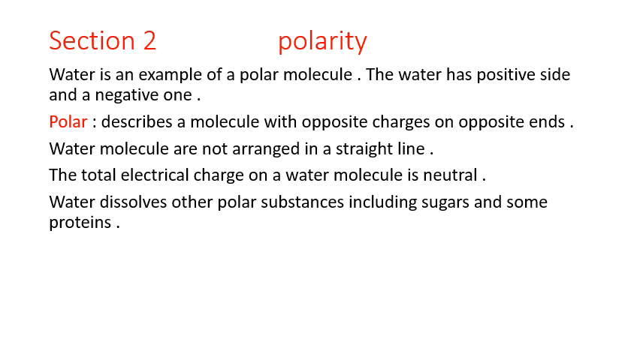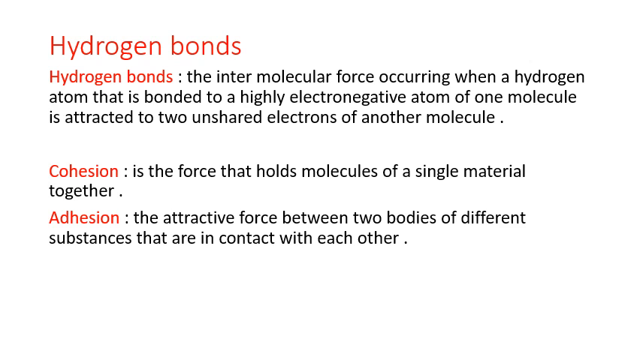Polar describes molecules with opposite charges on opposite ends. For example, water is polar because it has a positively charged hydrogen and a negatively charged oxygen. The total electrical charge of water is neutral, balanced, but water dissolves other polar substances such as sugars and some proteins.